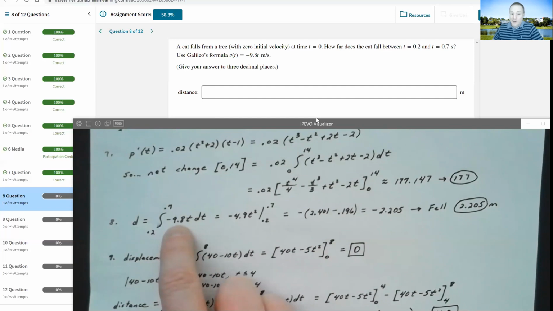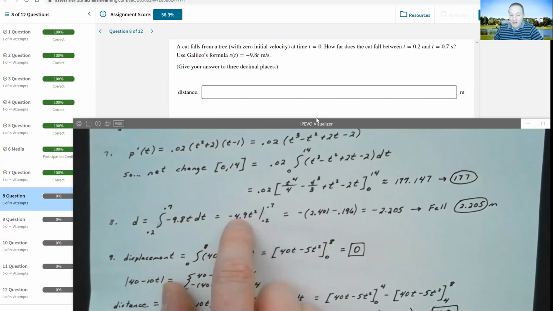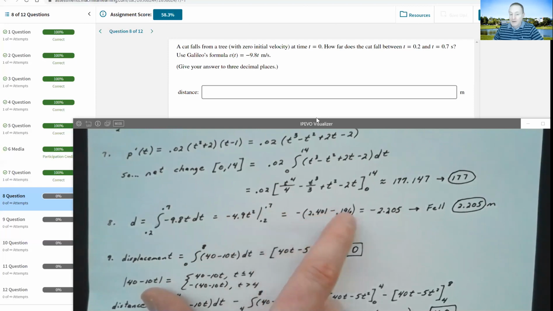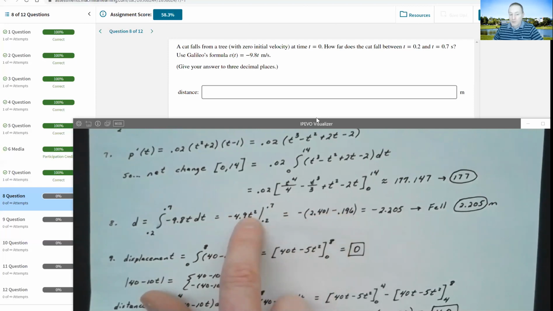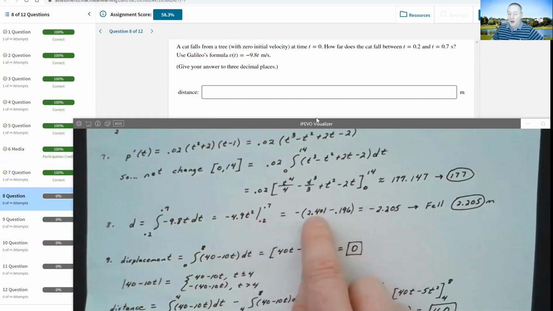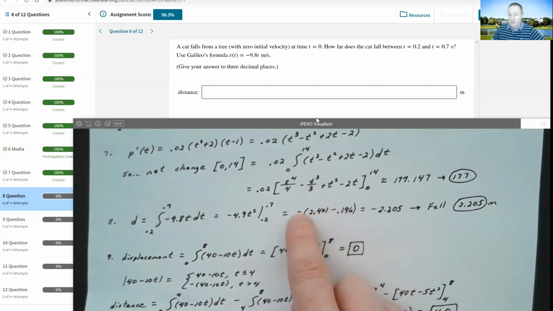And then I can say, well, when I integrate that, I'm going to get negative 9.8t squared over 2, which is negative 4.9t squared. Now you're going to evaluate that from 0.2 up to 0.7. When I evaluated at 0.7, I got 2.401. Notice I just kept the negative factored out in front. And then I said minus the lower limit, which is 4.9 times 0.2 squared, and I got 0.196. Upper minus lower gave me 2.205. I knew it was going to be negative.